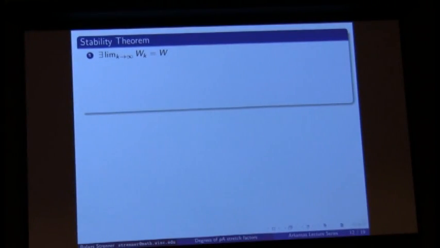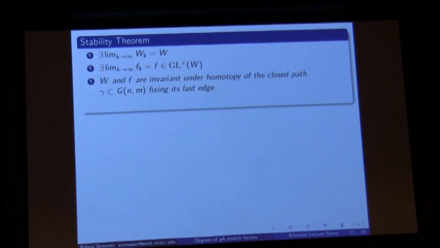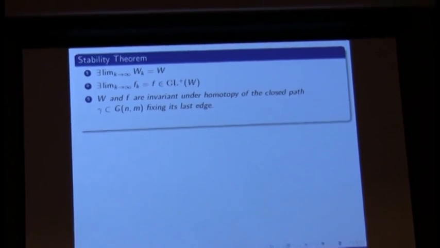An interesting thing is these subspaces eventually stabilize. They converge to some fixed subspace. And also the maps on these subspaces converge to some limit map. Moreover, these limits don't depend on the homotopy class of gamma. There's some technical condition, but basically they are invariant under homotopy of gamma. So gamma was the way of choosing these Dehn twists.